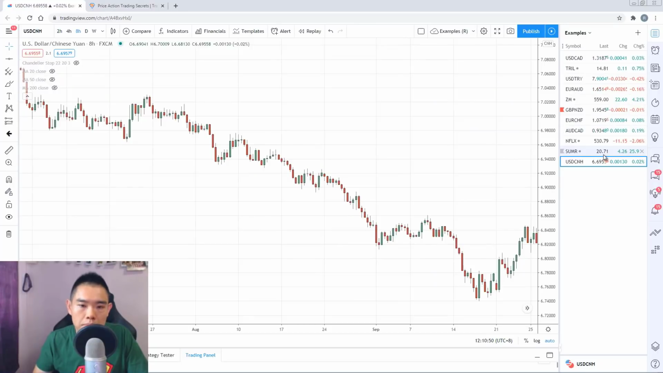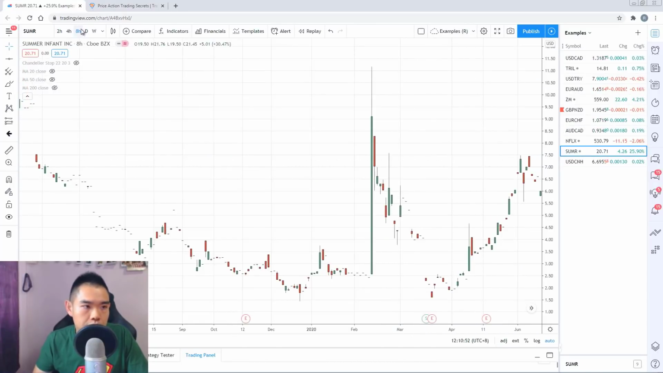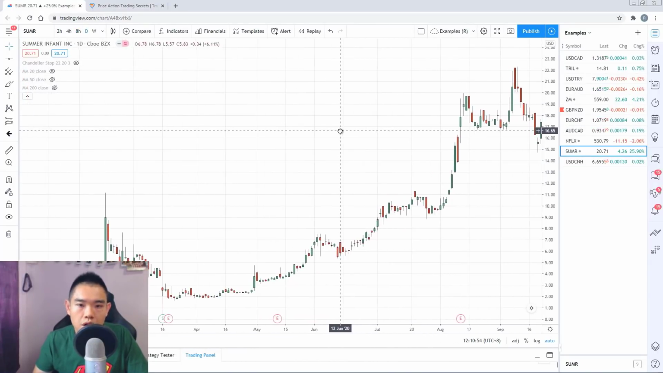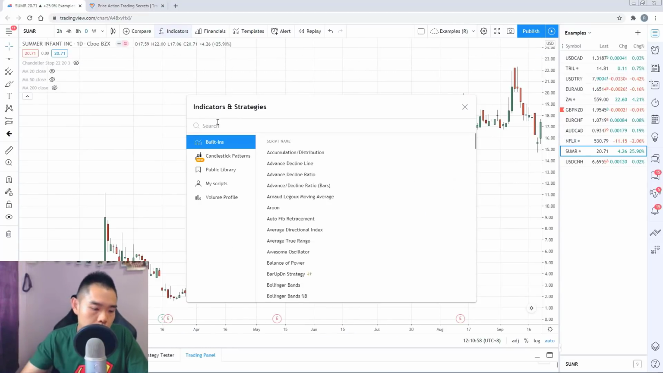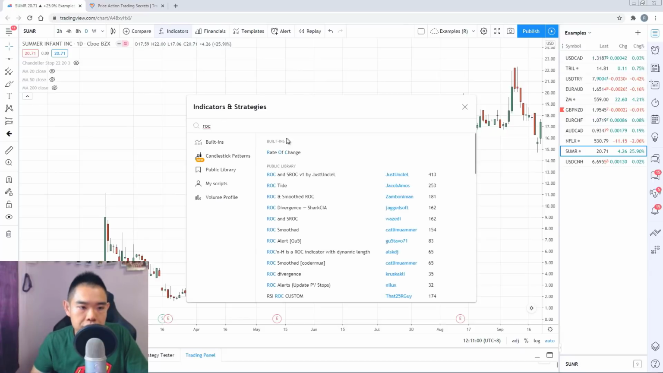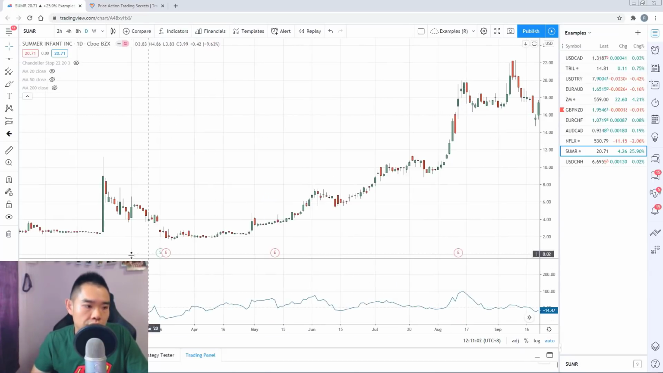So one thing you can do is, let me just go back to the charts. Let's say you're looking at SUMR on the daily time frame, and at this point you're thinking, should I buy this stock? You compare it with Netflix. What you can do is pull out a tool called the rate of change. It measures the percentage change in price over a given period.